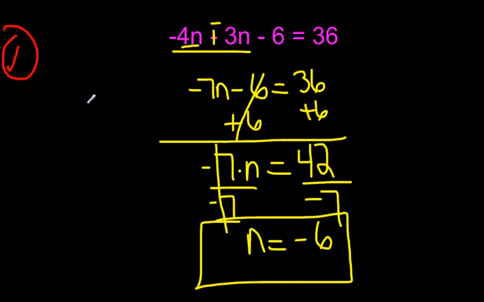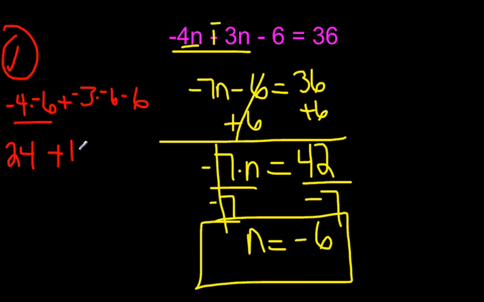Check it out. I'm going to fill in -6 wherever I see an n. -4 times -6 plus -3 times -6 minus 6. I take care of my multiplication first. -4 times -6 gives me 24, plus -3 times -6 gives me 18, minus 6. Now I add and subtract from left to right. 24 plus 18 is going to give me 42. And 42 minus 6 gives me 36.